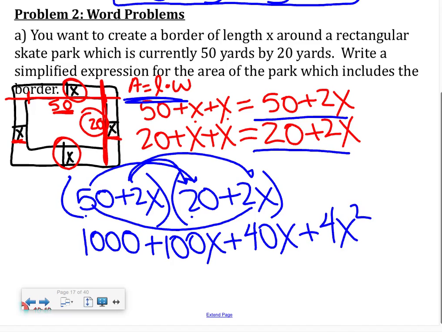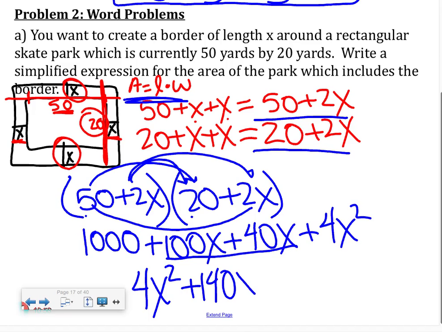We now need to simplify this, and we also need to just write this better. Right now, this is a terrible order. Our 4x squared should go first, so I'm going to write that down here. So I have 4x squared. Our x's, we need to combine those, so I have 100x plus 40x, so I have plus 140x. And then we have our 1,000, so we'd have plus 1,000. And that is our answer.